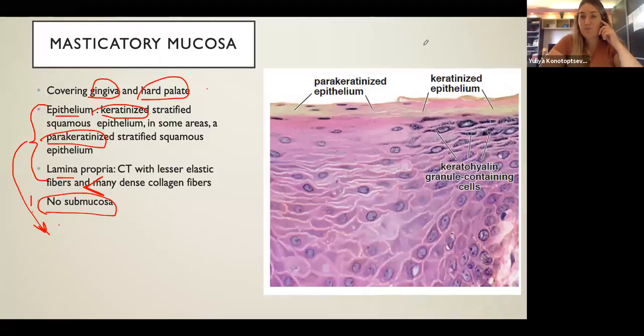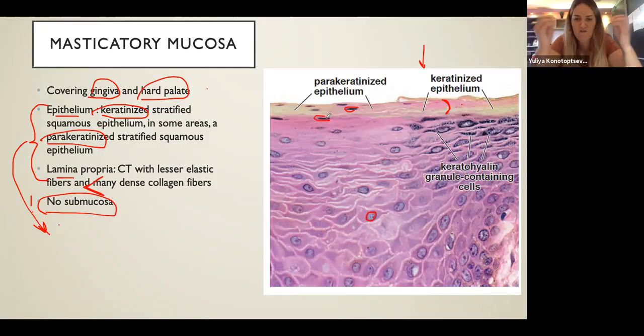Okay, this is a very good picture because it shows you the difference between parakeratinized and keratinized epithelium, right? You see that the superficial layer is definitely lacking the nuclei, while parakeratinized has the nuclei, but they are pycnotic, right? So this is a normal nucleus. This is a pycnotic nucleus. It's a very, very condensed looking kind of thing.